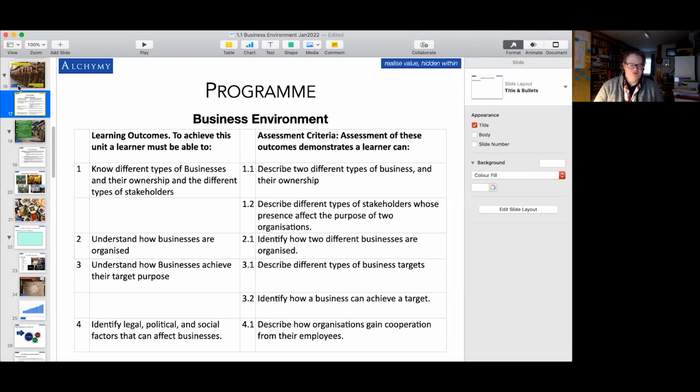So this is our program. Okay, what our learning objectives are. What we're trying to do is to get an understanding of the different types of businesses and ownership structures and who the stakeholders are. Stakeholders is an interesting term.